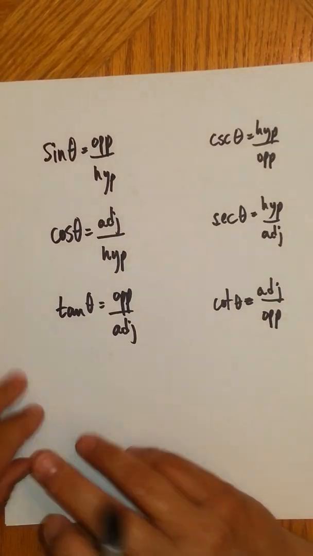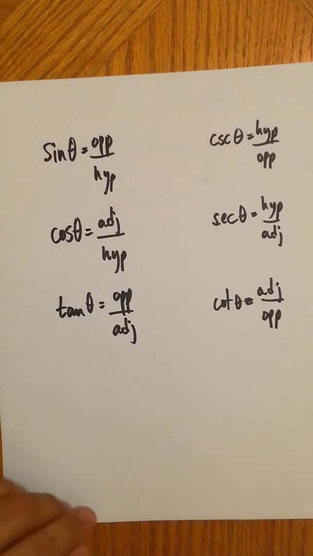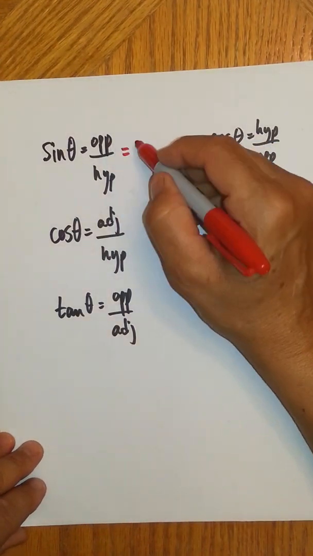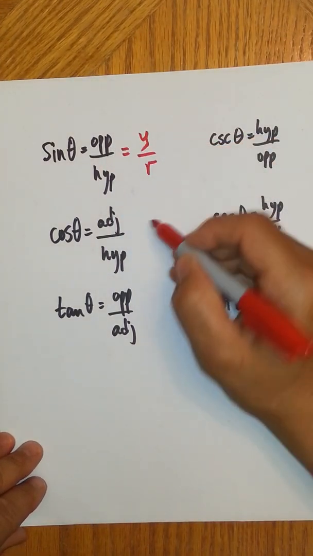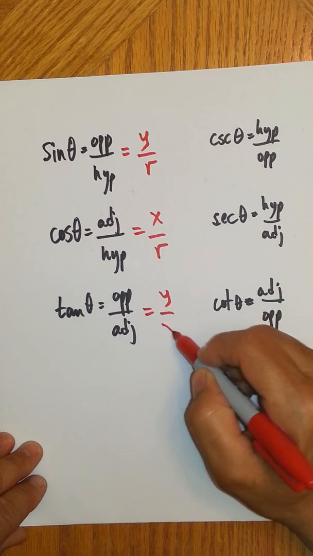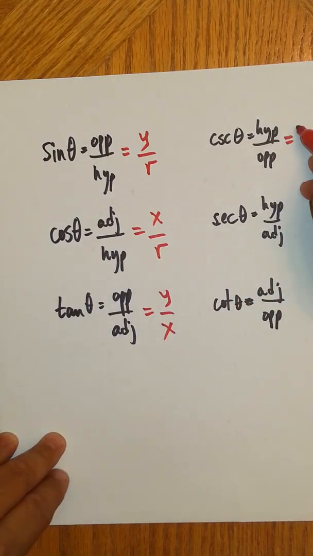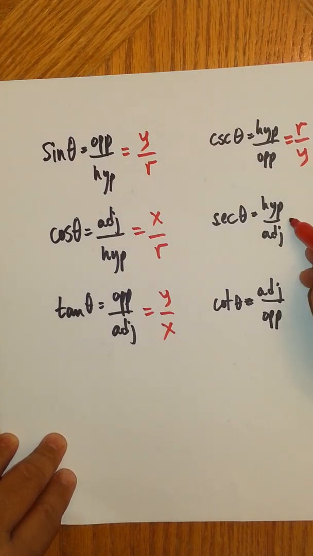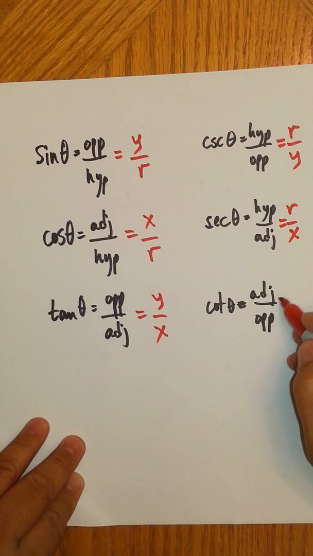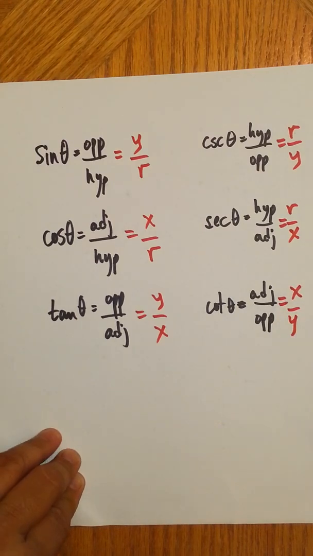So what does that mean for us? Well, what it means is we have new definitions that are standardized on the unit circle. So these were freeform, right? But now when they're standardized, we're going to have y over r, x over r, y over x. And of course over here, r over y, r over x, and x over y.